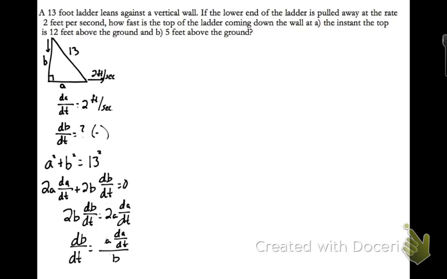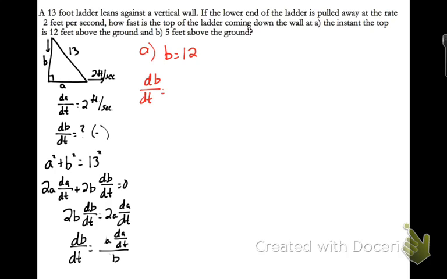So now we have the information needed to answer this question. So part A is when the ladder is exactly 12 feet above the ground, which is the same thing as saying when side length B is 12, how fast is the ladder falling, or what is dB/dt? Well, we know that dB/dt equals a times dA/dt over b.